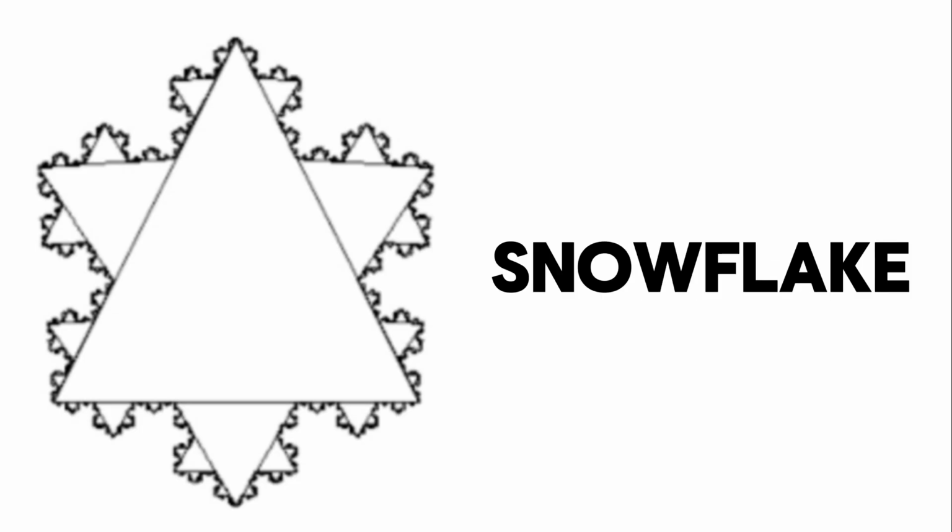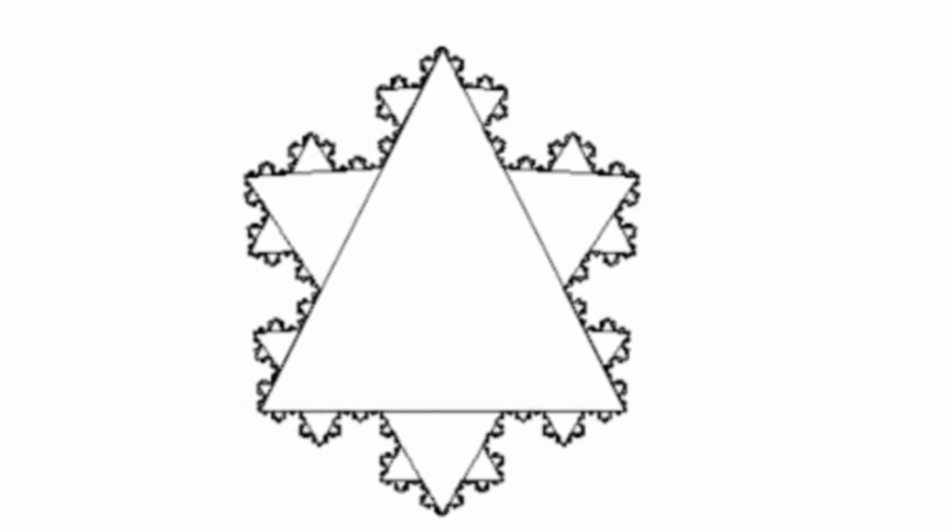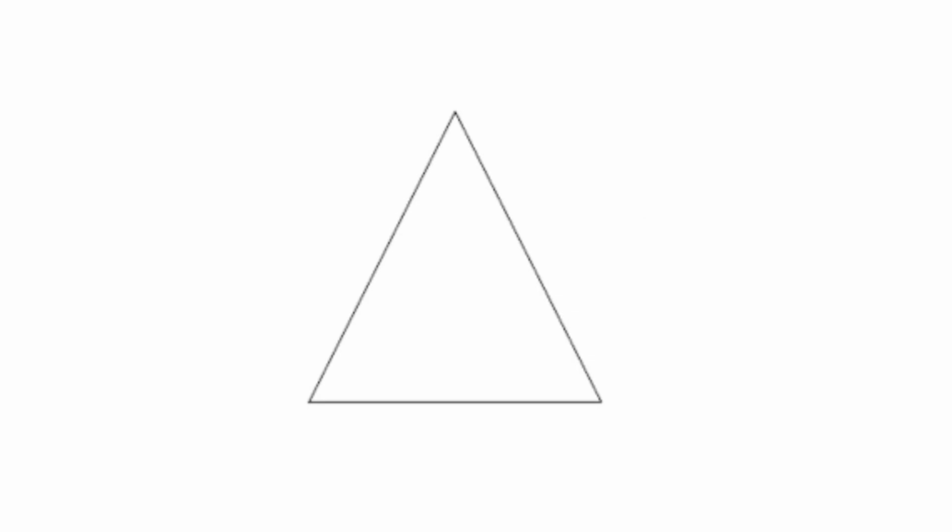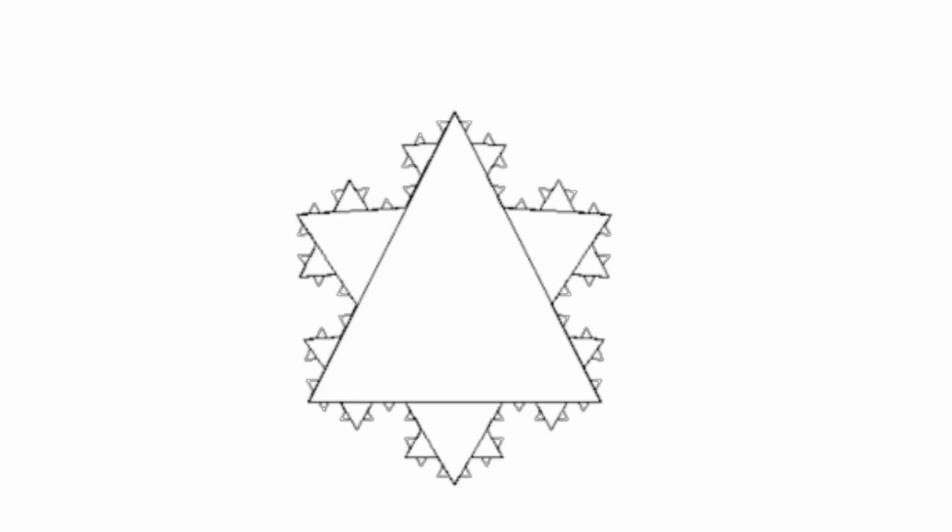This is Koch's snowflake, and it's one of the most common fractals. The rule we repeatedly apply here is that we take every straight line and add a triangle to it. We do this every iteration. So this is the starting shape, a triangle. After one iteration, then 2, then 3, then 4, and so on to infinity.